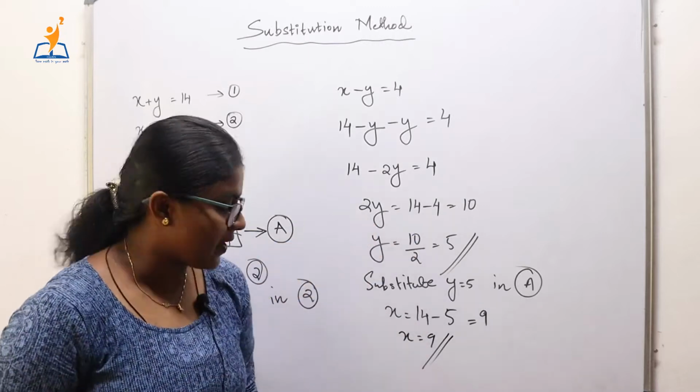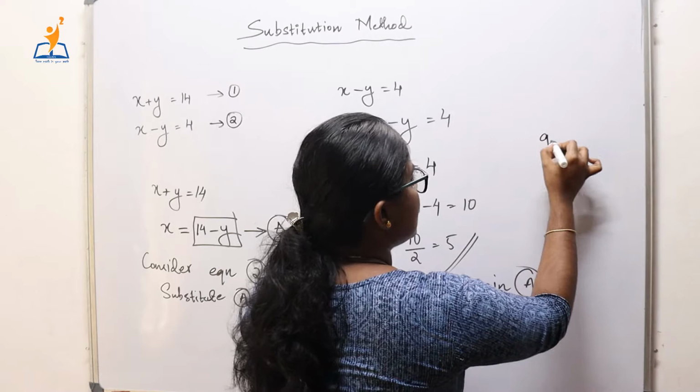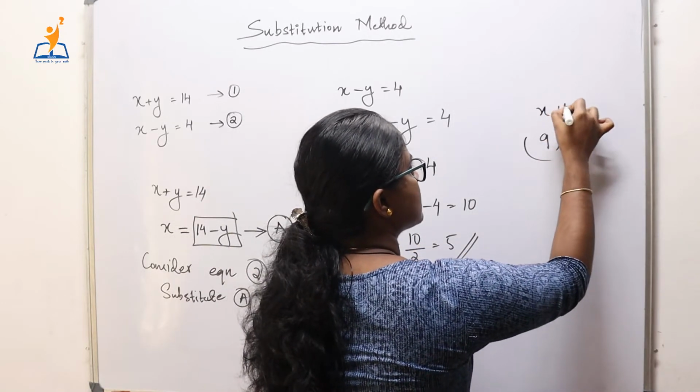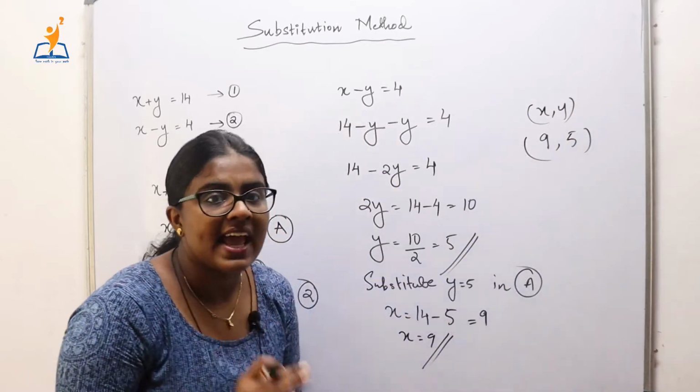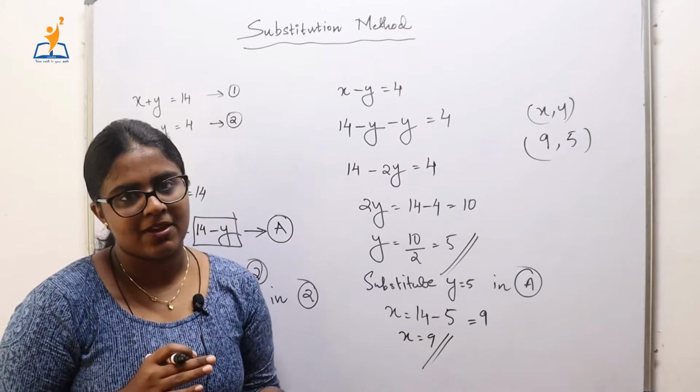y is equal to 5 and x is equal to 9. So our solution is 9, 5 corresponding to x, y. This is our solution, 9, 5. That is x is equal to 9 and y is equal to 5.